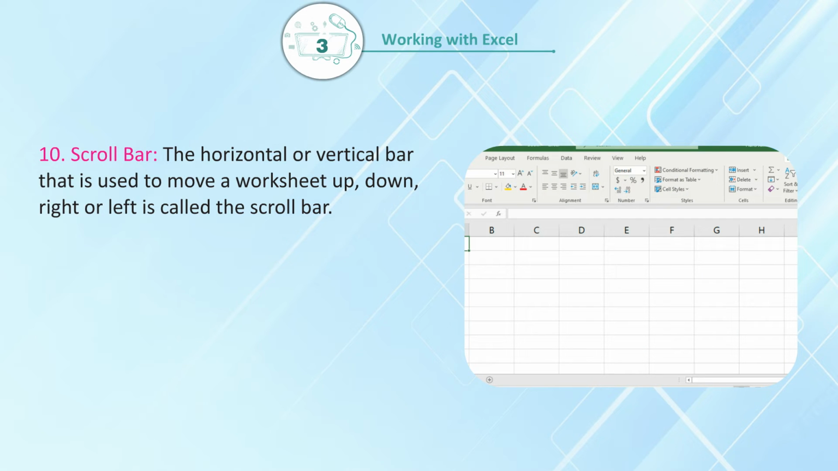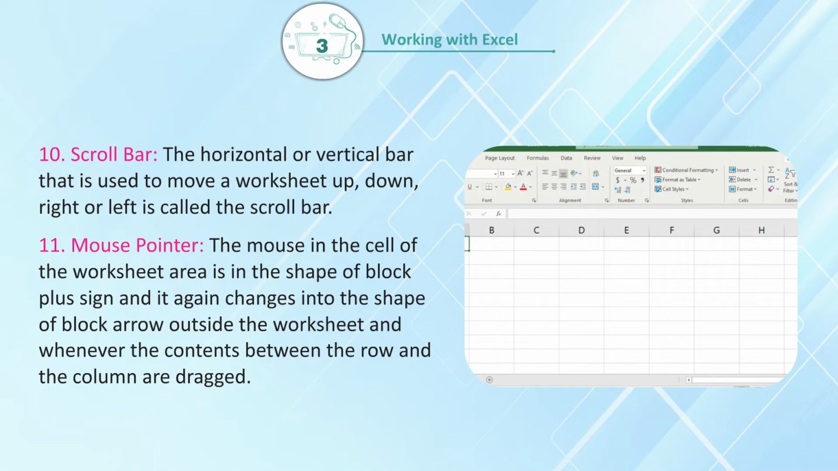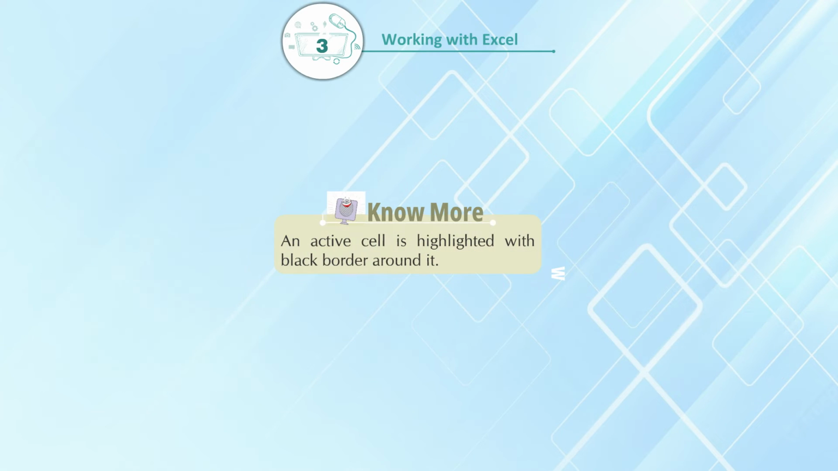Scroll bar. The horizontal or vertical bar that is used to move a worksheet up, down, right or left is called the scroll bar. Mouse pointer. The mouse in the cell of the worksheet area is in the shape of a block plus sign and it changes into the shape of a block arrow outside the worksheet. An active cell is highlighted with a black border around it.